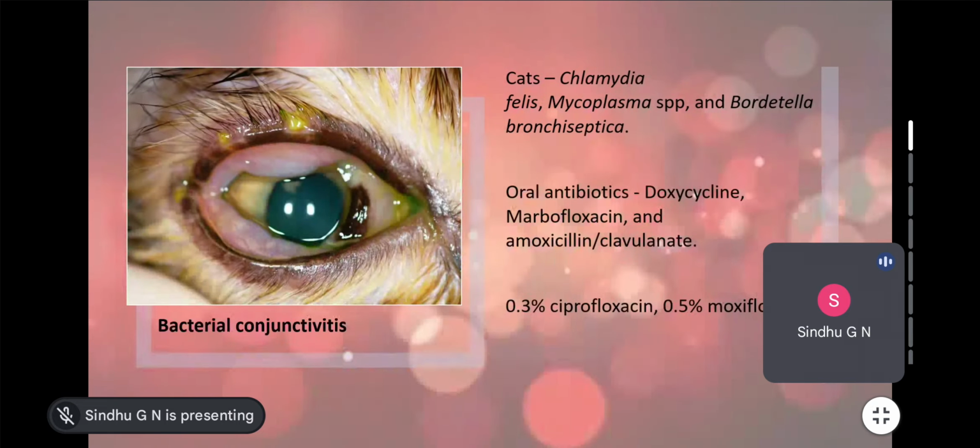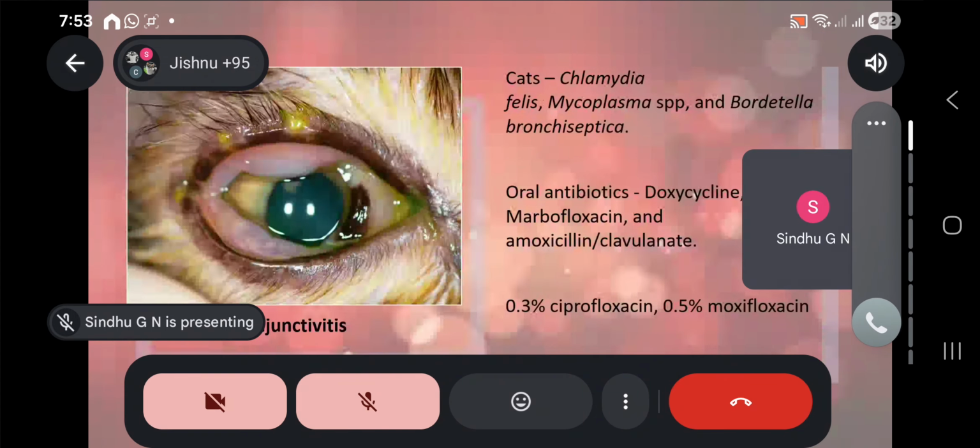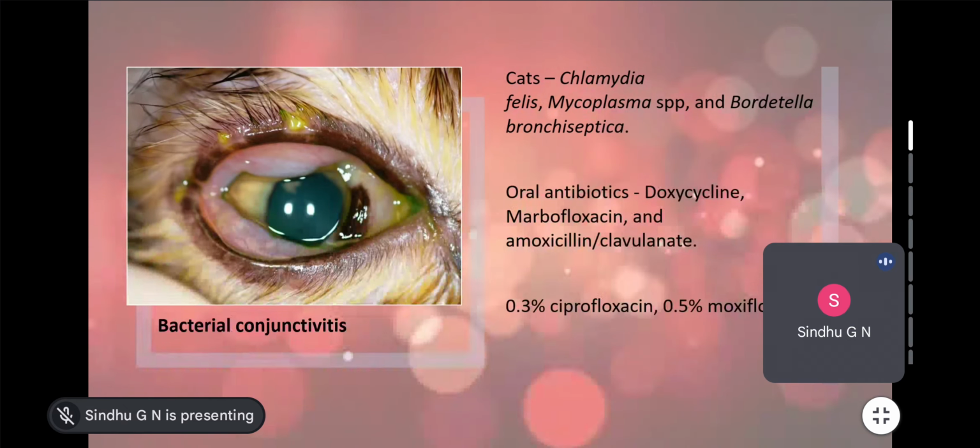So in cats, Chlamydia felis, Mycoplasma species, and Bordetella bronchiseptica can cause bacterial conjunctivitis. In these cases, we have to add oral antibiotics also. Choices of antibiotics are doxycycline, marbofloxacin, and amoxicillin clavulanate. Doxy and marbofloxacin can be used for Mycoplasma, and amoxicillin clavulanate can be used in young ones, very young ones, where doxycycline is not tolerated, or we cannot prescribe doxycycline in such cases. 0.3 percent ciprofloxacin or 0.5 percent moxifloxacin eye drops can be used in conjunction for bacterial infection.